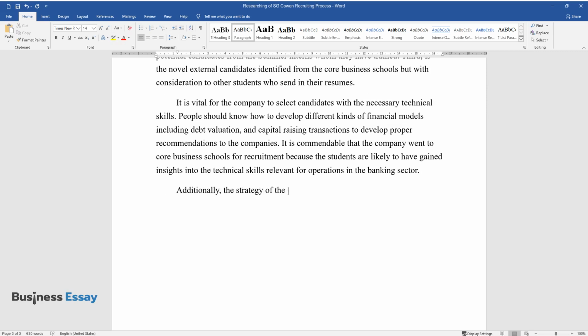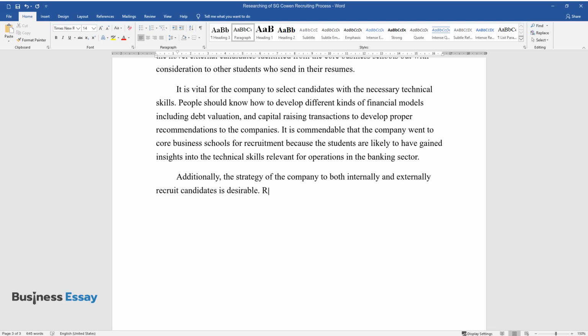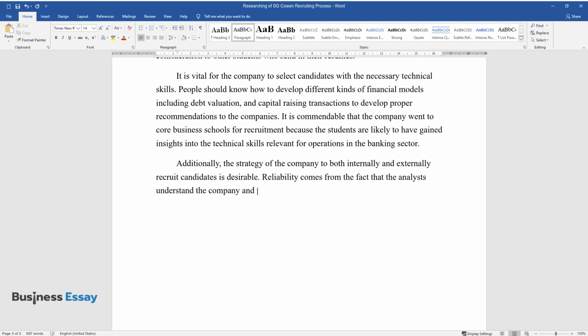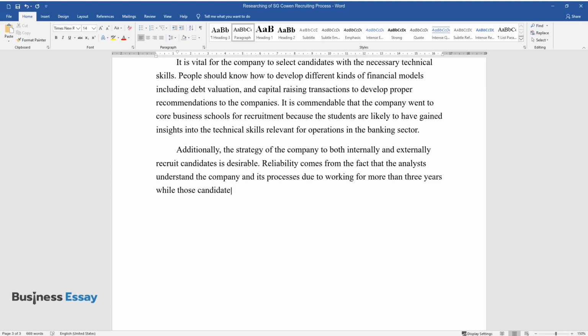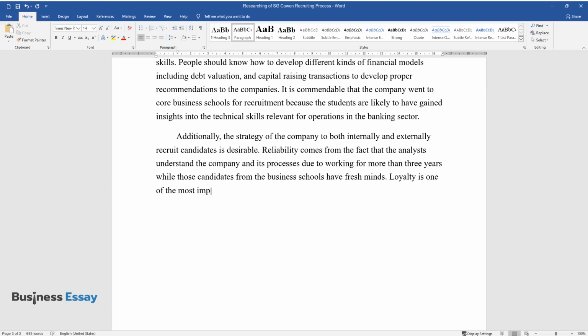Additionally, the strategy of the company to both internally and externally recruit candidates is desirable. Reliability comes from the fact that the analysts understand the company and its processes due to working for more than 3 years, while those candidates from the business schools have fresh minds. Loyalty is one of the most important qualities when it comes to banking.